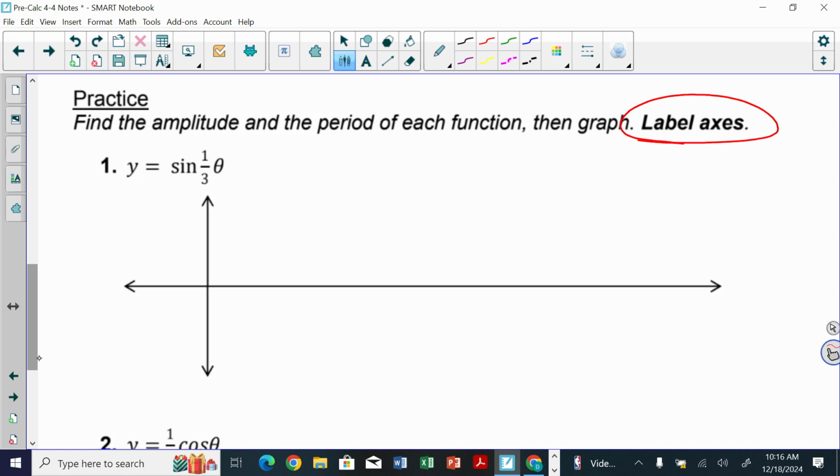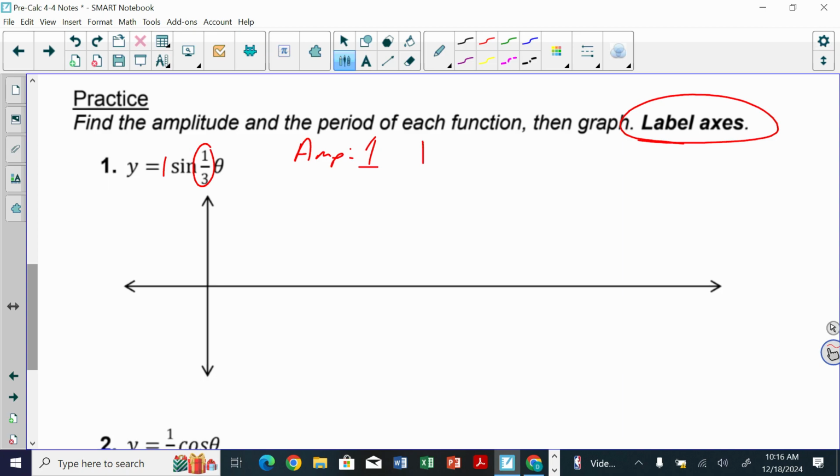Okay, so in this case, we know the amplitude is 1 because there's nothing in there, so it's got to be a 1. So we know that is 1, can't be 0. And we know it's positive, so it's going to be just like the parent function. But our period is a little bit different. Our period is going to be 1/3.